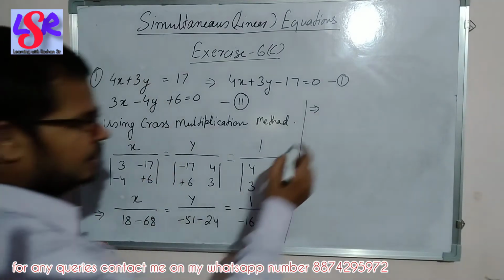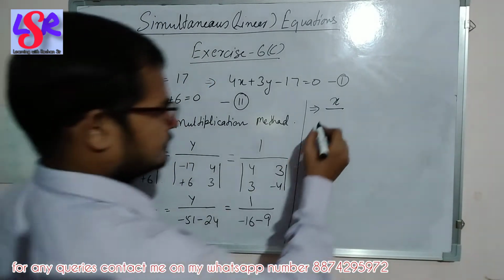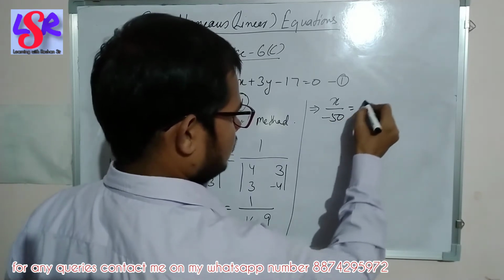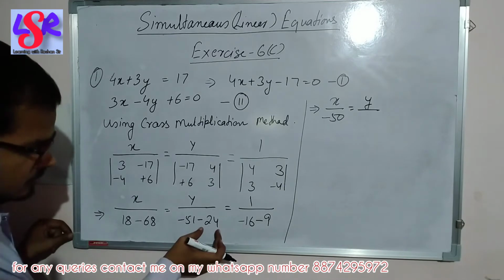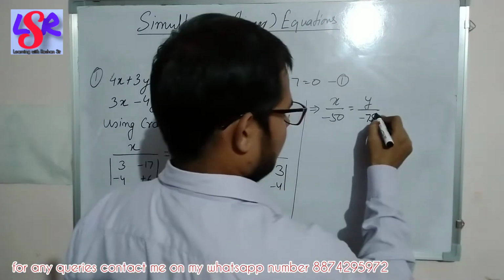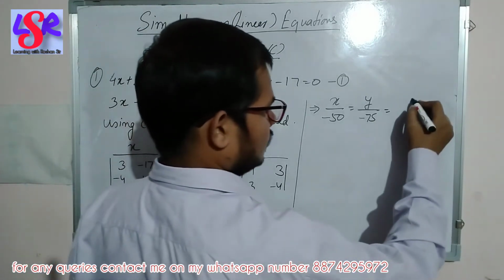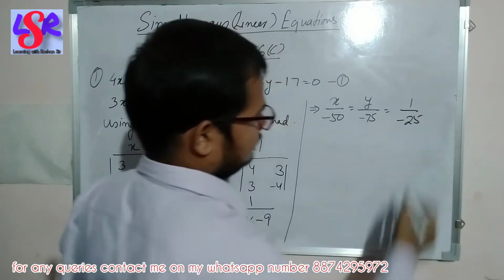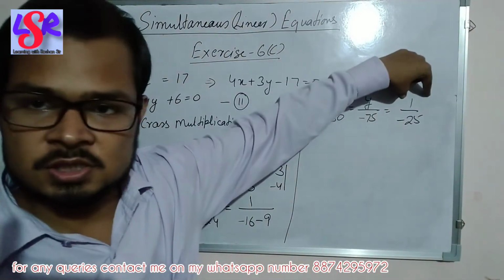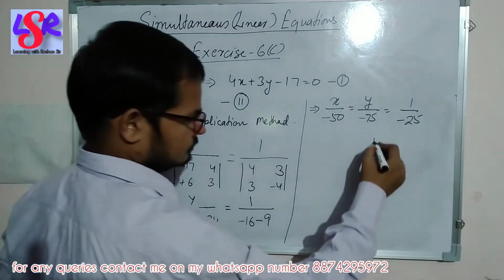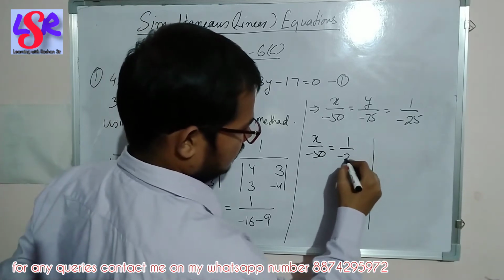Now on solving we get x upon 68 minus this, that is minus 50, equals to y upon minus 51 and minus 24. This will be equals to minus 75. This will be equals to minus 1 upon minus 25. Then here we are going to equate x and y with this constant one, and this will become x upon minus 50 equals to 1 upon minus 25.